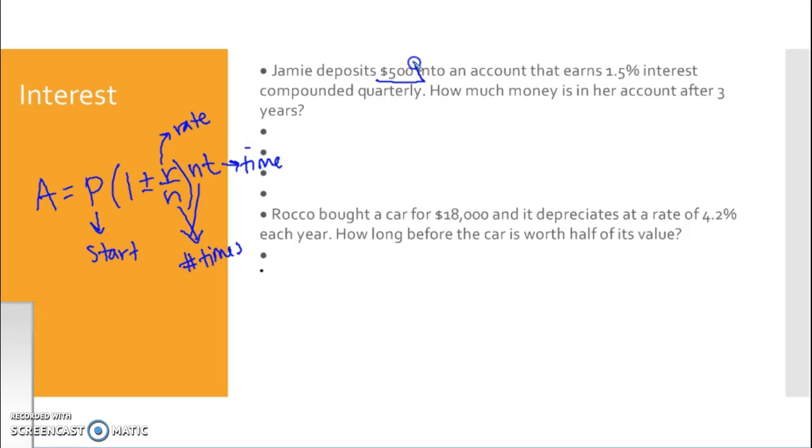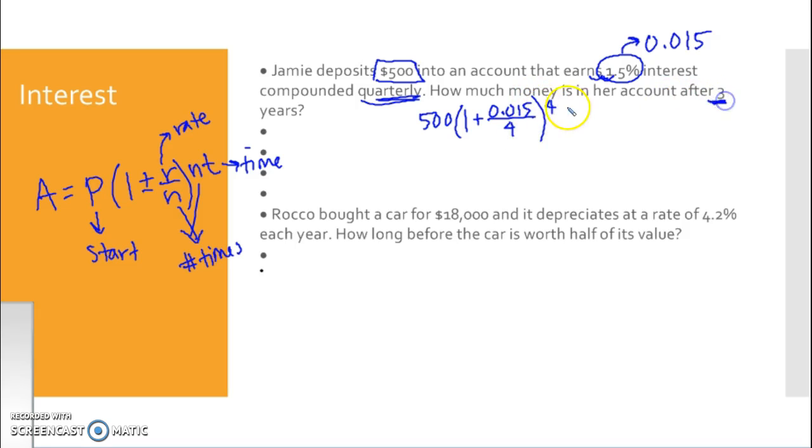So Jamie deposits $500 into an account. So that 500 is my P value, so I'm going to go ahead and write that in as my P. That earns 1.5% interest, so I'm going to move my decimal 2 over to get 0.015. Compounded quarterly. So I've got 1 plus 0.015 divided by, now my n, because it's quarterly, is 4. And that's to the 4t, but my t is going to be 3, because it's in 3 years.